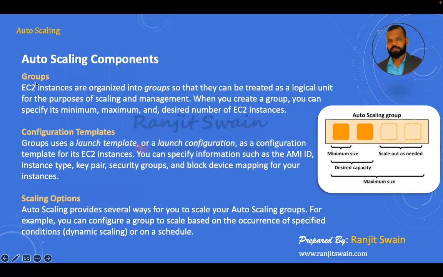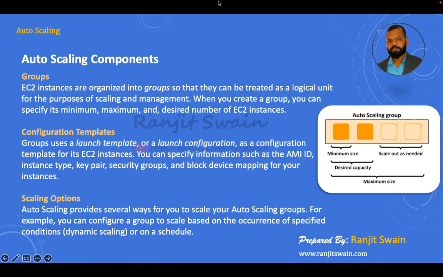Suppose here we have the groups. EC2 instances are organized into groups so that they can be treated as a logical unit for the purposes of scaling and management. When you create a group, you can specify its minimum, maximum, and desired number of EC2 instances. So the groups will help us add the number of EC2 instances we need, that means the minimum number of EC2 instances required and the maximum number.